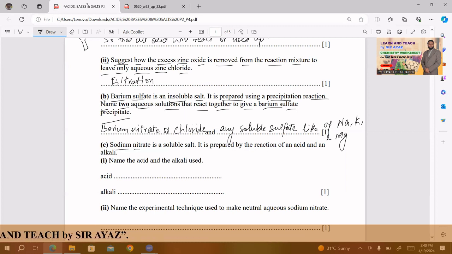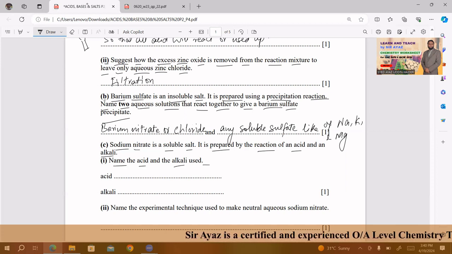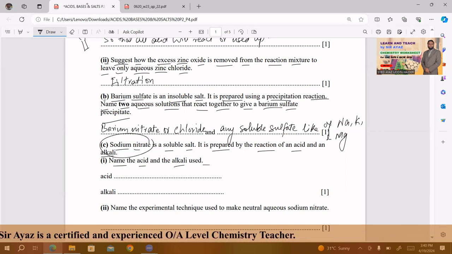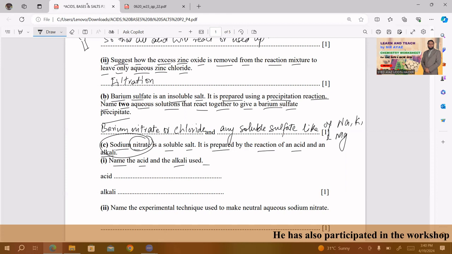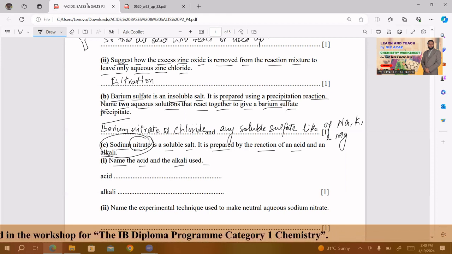C. Sodium nitrate is a soluble salt. It is prepared by the reaction of an acid and an alkali. Name the acid and alkali used. Look at the salt here. We have sodium nitrate, so you must have the acid containing this nitrate ion. We know the acid that contains a nitrate ion. It is nitric acid.